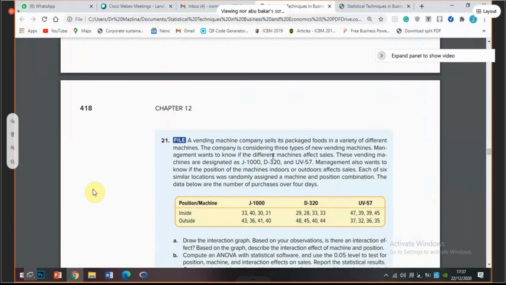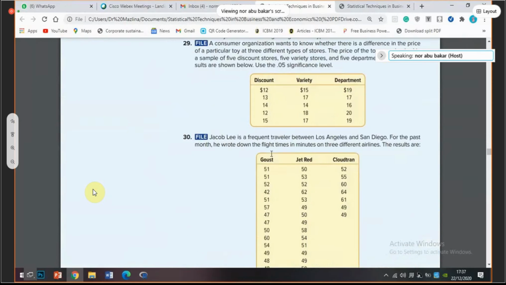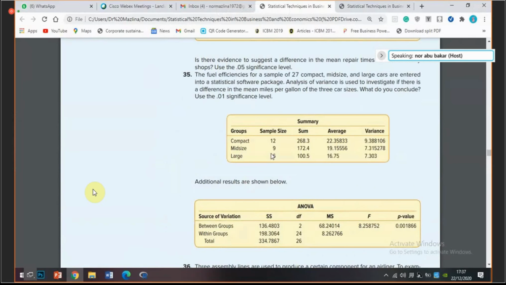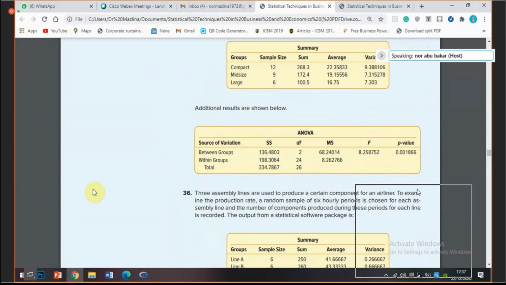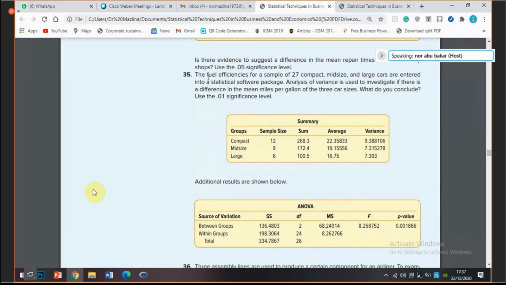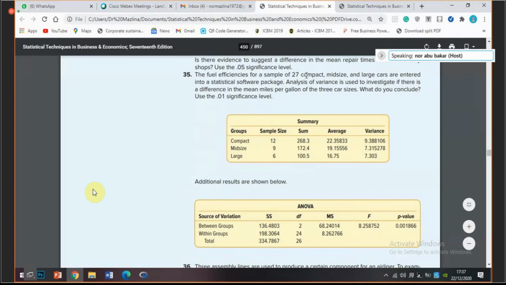Okay, wait a minute. Kita pergi pada the chapter exercise. Fuel efficiencies for a sample of 27 compact, mid-size and large cars are entered into a statistical software package. ANOVA is used to investigate if there is a difference in the mean miles per gallon of 3 car sizes. Jadi ada 3 jenis kereta, dia nak tengok ada perbezaan tak dari segi mean miles per gallon. What do you conclude at 0.01 significance level?